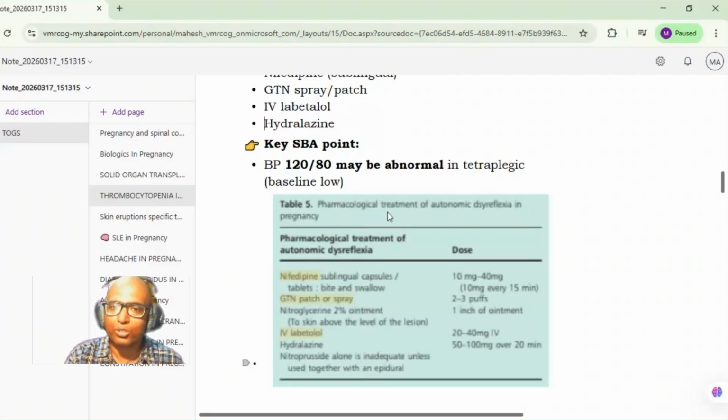Okay, so the pharmacological treatments of autonomic dysreflexia in pregnancy are nifedipine, used in sublingual capsules, or if it is a tablet, bite and swallow. The dose is 10 milligram to 40 milligram. So 10 milligram every 15 minutes you have to give. GTN may be applied in a patch or spray. 2 to 3 puffs can be given. Nitroglycerin 2% ointment, 1 inch of the ointment is to be applied. Okay, above the level of the lesion it needs to be applied. IV labetalol 20 to 40 milligram IV can be given. Hydralazine 50 to 100 milligram over 20 minutes. Okay, and nitroprusside alone is inadequate unless used together with the epidural.